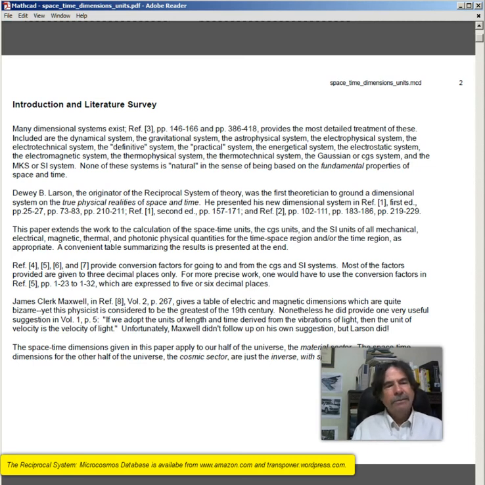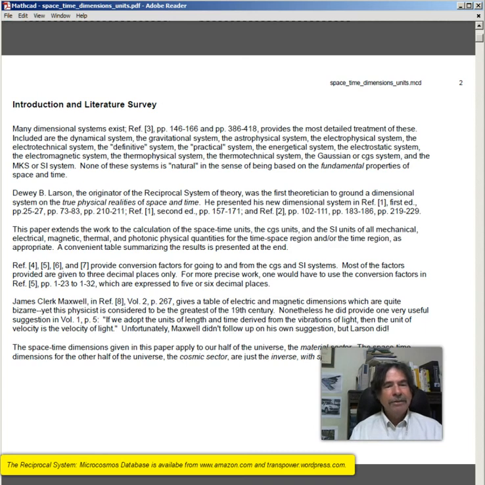James Clerk Maxwell, in reference A, volume 2, page 267, gives a table of electric and magnetic dimensions, which are quite bizarre, yet this physicist is considered to be the greatest of the 19th century. Nonetheless, he did provide one very useful suggestion in volume 1, page 5, quote, "If we adopt the units of length and time derived from the vibrations of light, then the unit of velocity is the velocity of light." Unfortunately, Maxwell didn't follow up on his own suggestion, but Larson did.